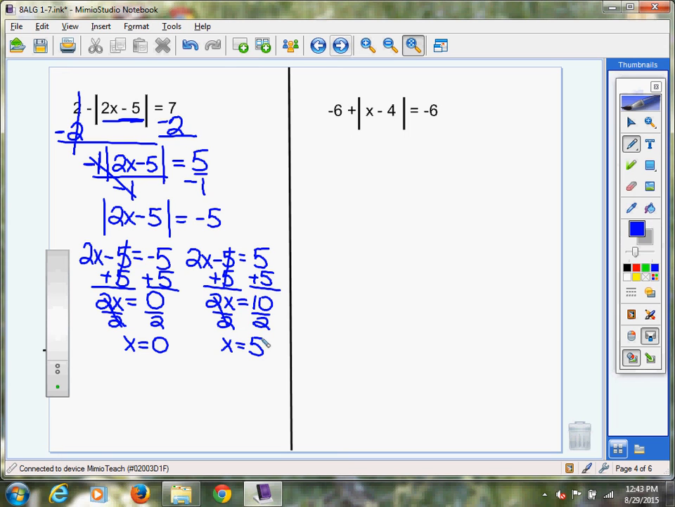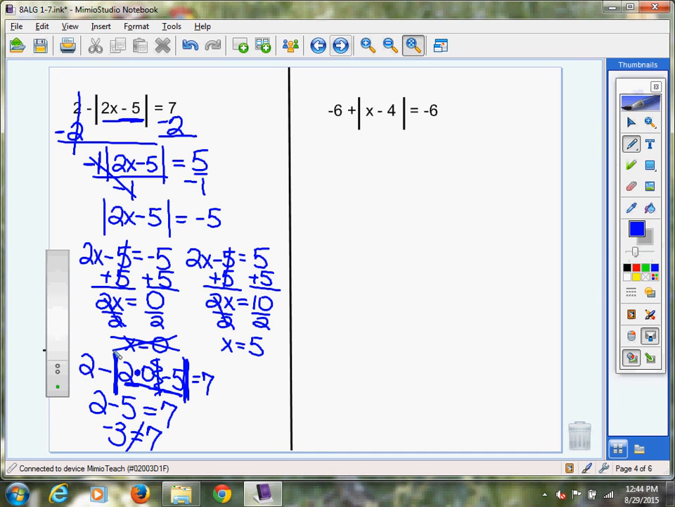Okay? So what you're going to do is go back to the original problem, and we're going to plug in 0 for the x. Now write it, equals 7. Okay, so what's 2 times 0? Start here, 0. What's 0 minus 5? Negative 5. What's the absolute value of negative 5? Positive 5. What's 2 minus 5? That's negative 3. Does negative 3 equal 7? No. The last time I checked, it did not. So you can't use that as an answer. 0 does not check out.